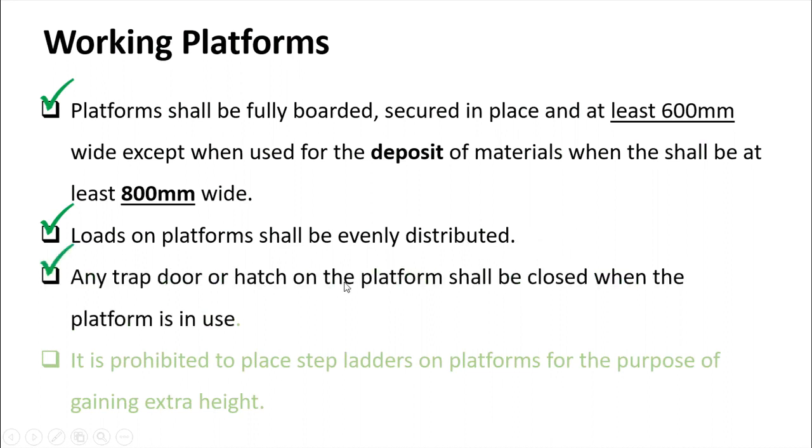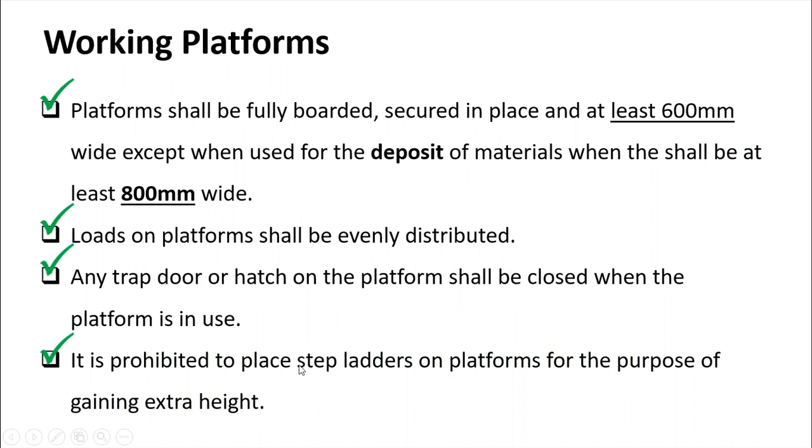Any trapdoors or hatch on the platform shall be closed when the platform is in use. So if you have a trapdoor on the platform, to prevent people from accidentally falling through the hole, you need to make sure that this is closed, because when the person is concentrating on the job, they may neglect this opening and they will fall through it.